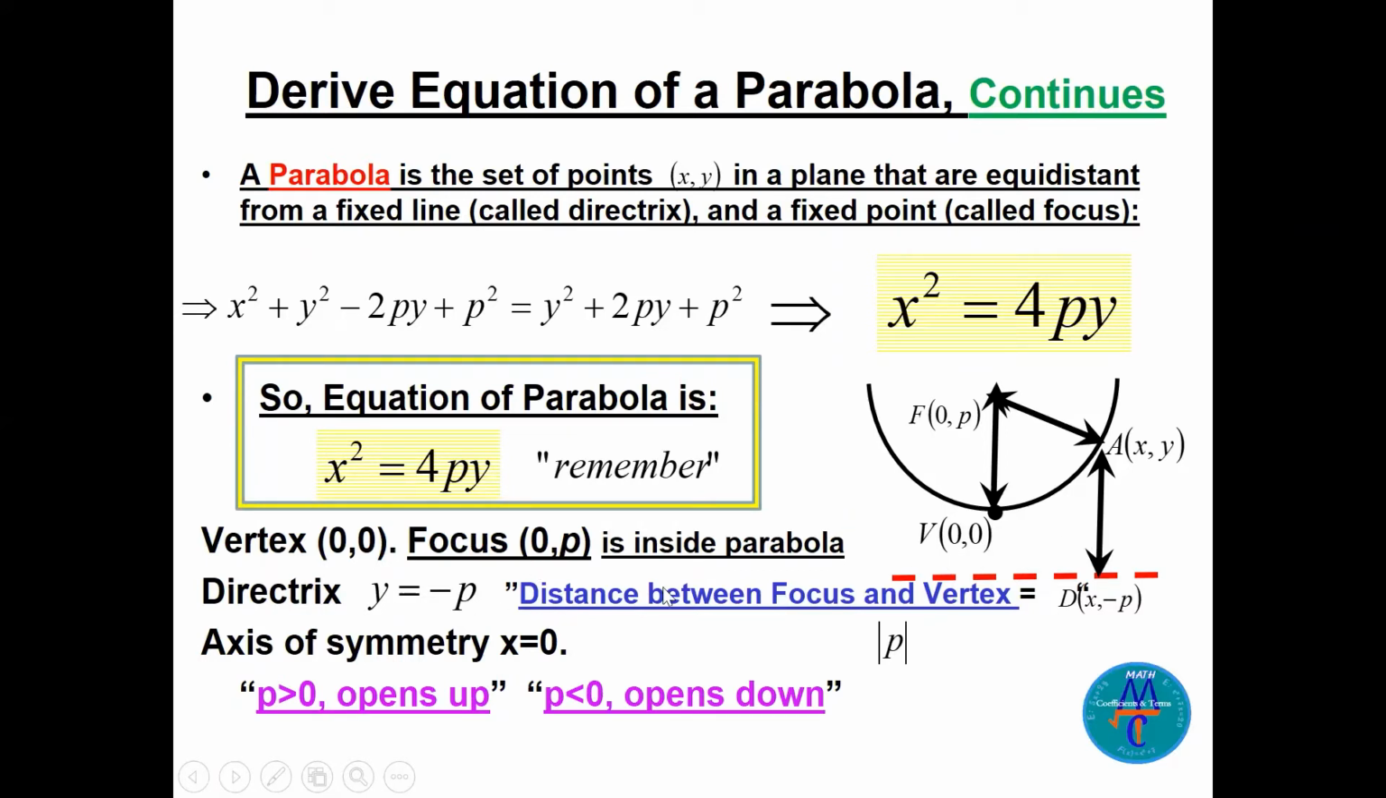Remember, the distance between the focus and the vertex is the absolute value of p, which is always positive. The axis of symmetry is x equals 0. If p is positive, it opens upward. If p is negative, it opens downward.